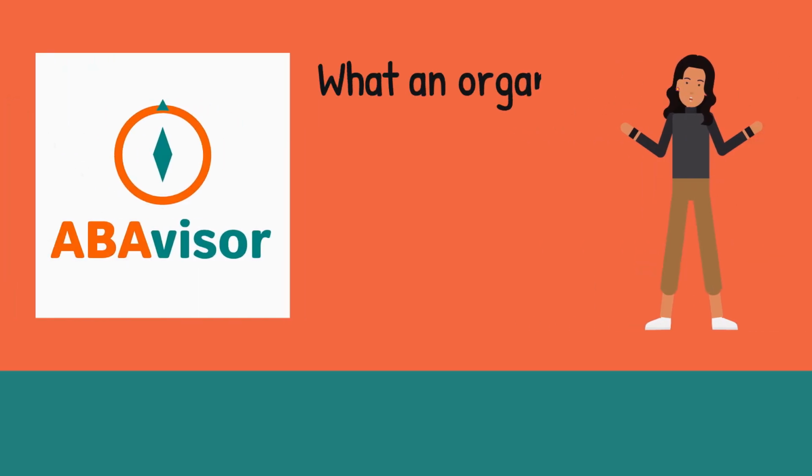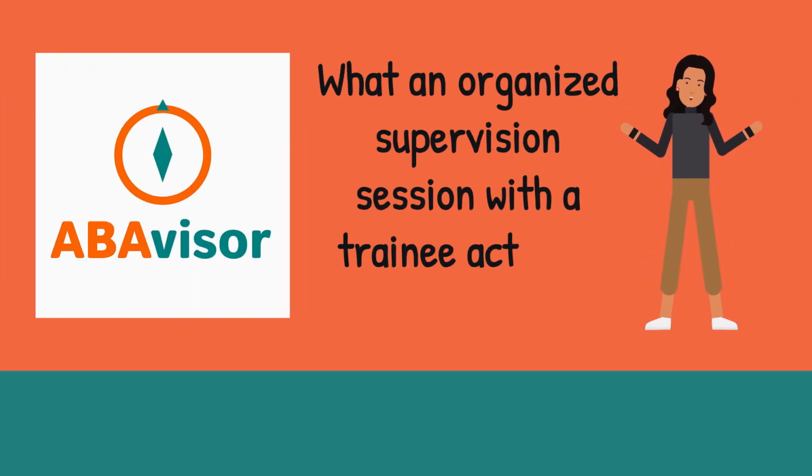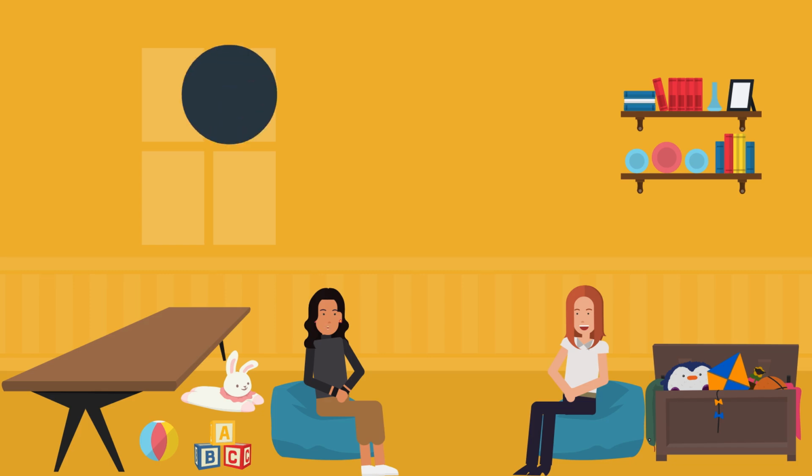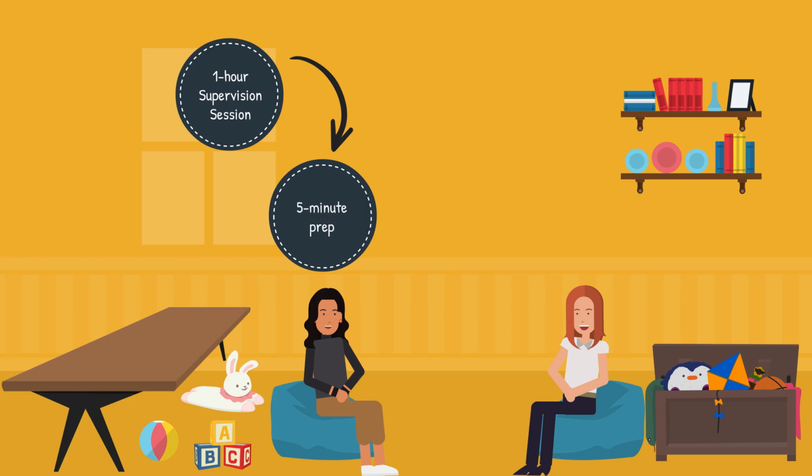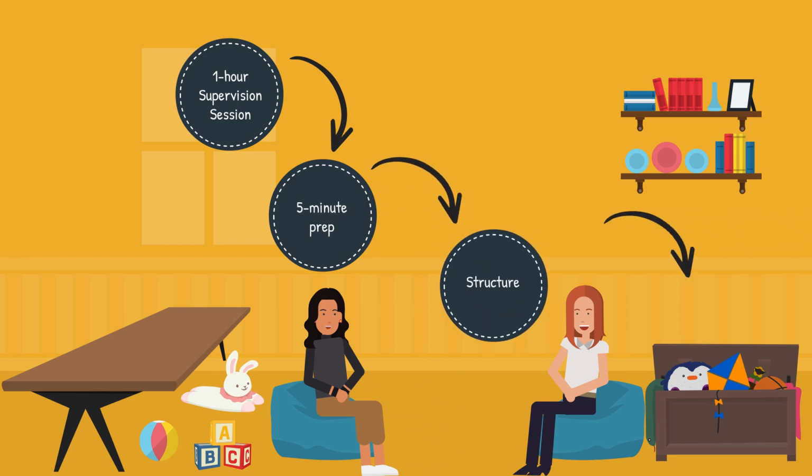BCBAs, this is what an organized supervision session with a trainee actually looks like, part 6. This is what a real 1-hour supervision session with a trainee looks like. Use your 5-minute prep from before and plug it into this structure.